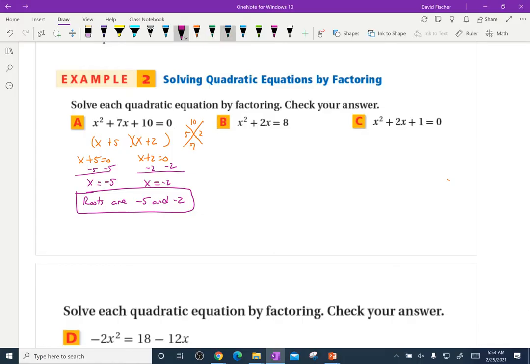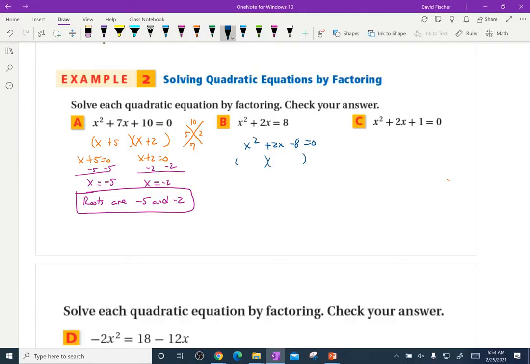Okay, next one, see how that 8 is on the wrong side? So again, now most kids can just mentally put it over to the other side by subtracting 8 from both sides. Now we're older, we can just say x squared plus 2x, that's going to be a -8 equals 0. Now we want to factor that guy.